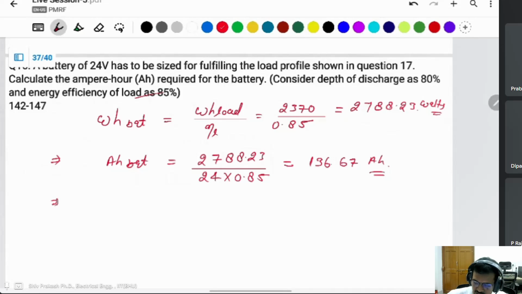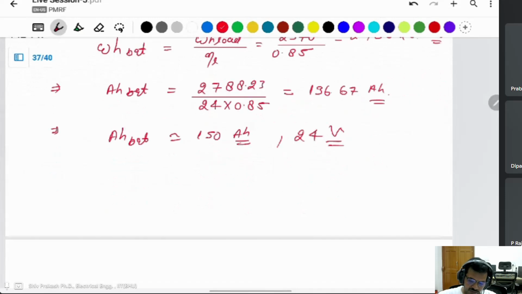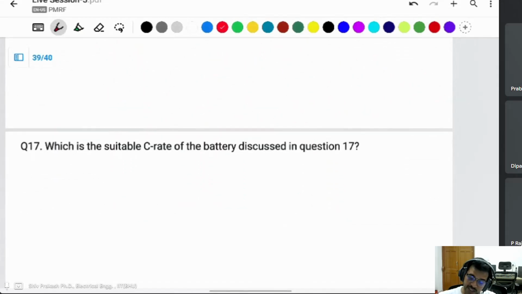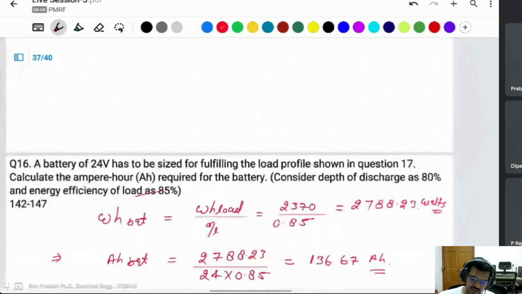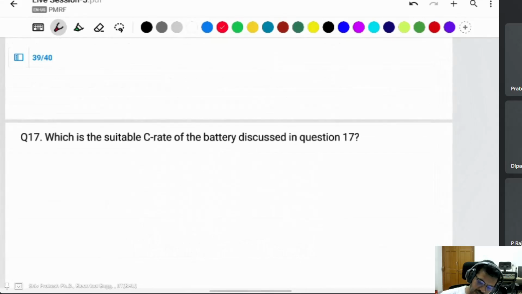You can say this amount in the middle range is not available in the market, so it will be approximately 150 Ah. You have to choose a 150 Ah battery at 24 volt to supply the load. Then which is the suitable C rate of the battery? The previous question is asking about what is the suitable C rate.